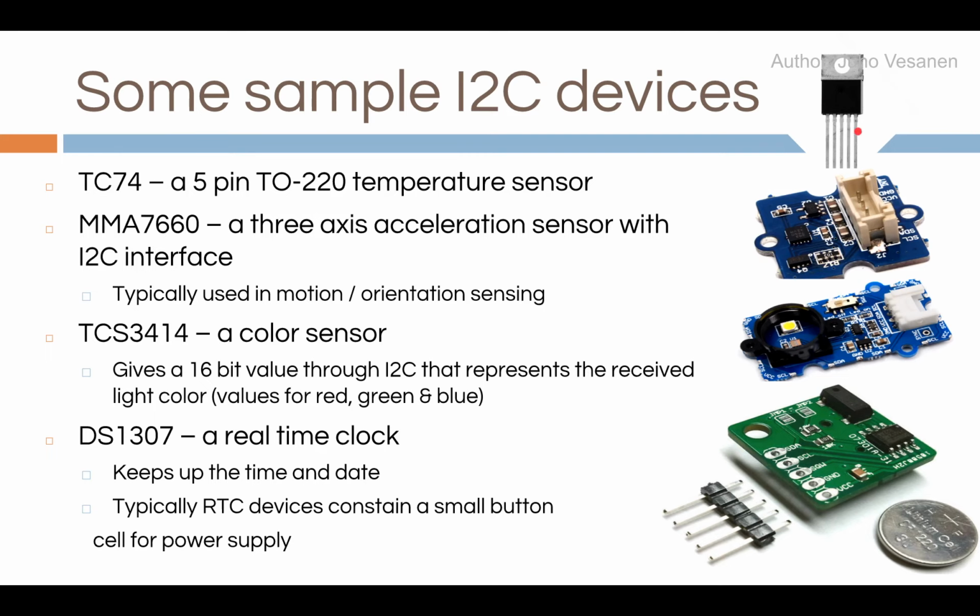5-pin TO something, TO5. Anyways, it's a 5-pin device that you have in your kit, and that model has both SPI and I2C bus. In this exercise, you will be using the I2C bus. Then there are some other devices like a 3-axis accelerometer sensor, color sensor, real-time clocks, real-time clocks and so on and so on.